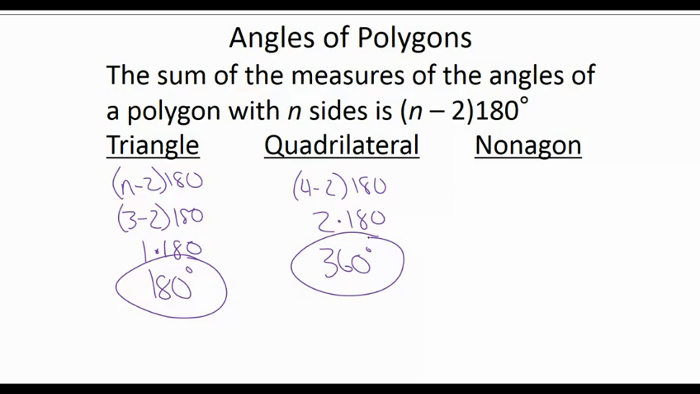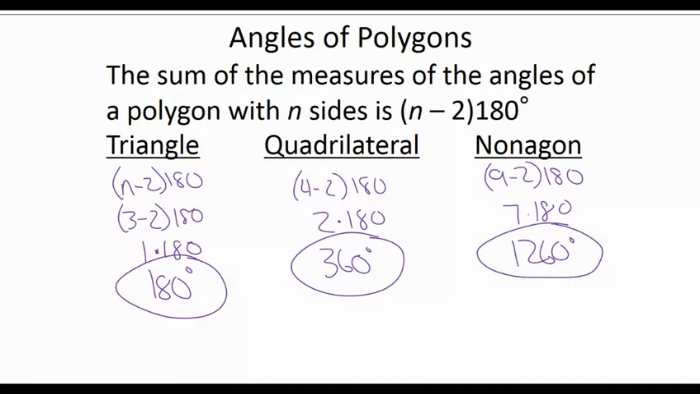Next, we've got a nonagon. A nonagon has nine sides, so it'd be 9 minus 2 times 180. 9 minus 2 is 7. So 7 times 180, remember you can use calculators. 180 times 7 is 1260. So all of the angles of a nonagon always add up to 1260 degrees.